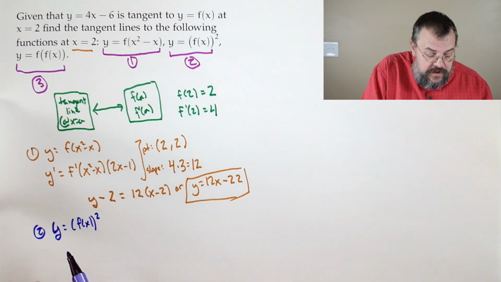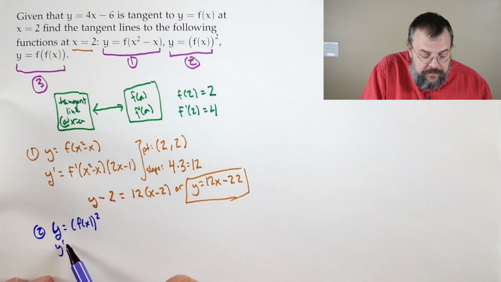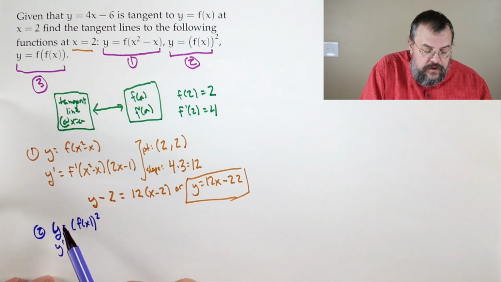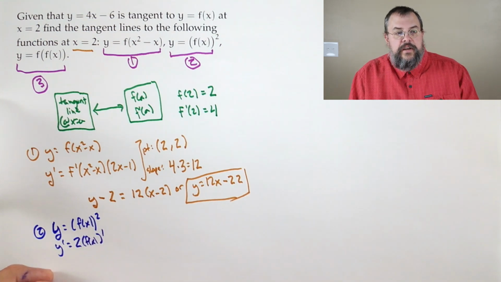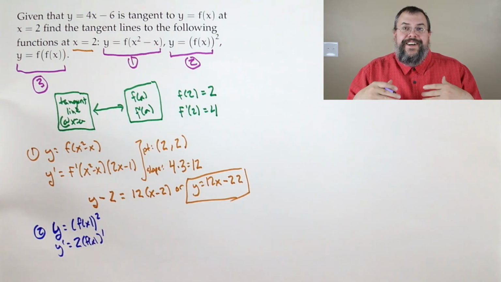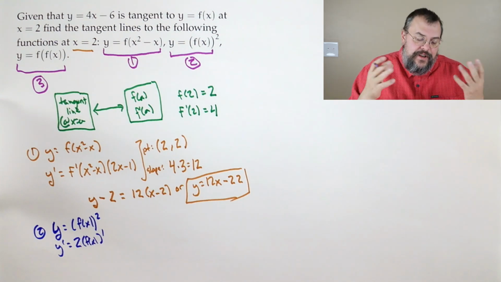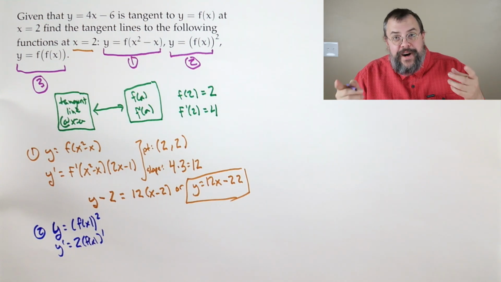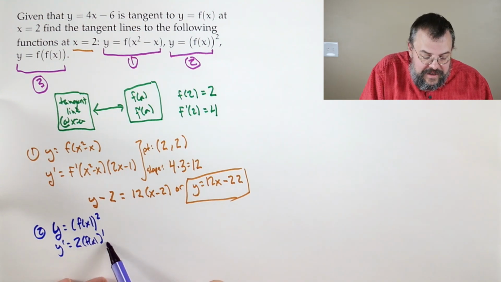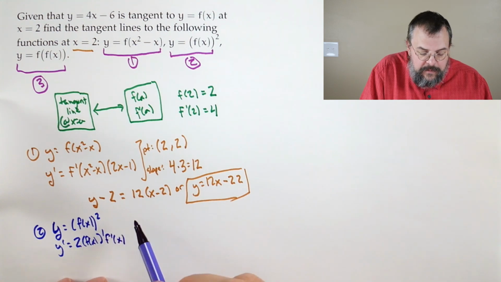So let's take our derivative. So y prime would be the 2 times the inside to the 1, right? Because the derivative of x squared would be 2x to the 1. 2 comes down, and so that's the derivative of the outside with the inside plugged in times the derivative of the inside, times f prime of x.